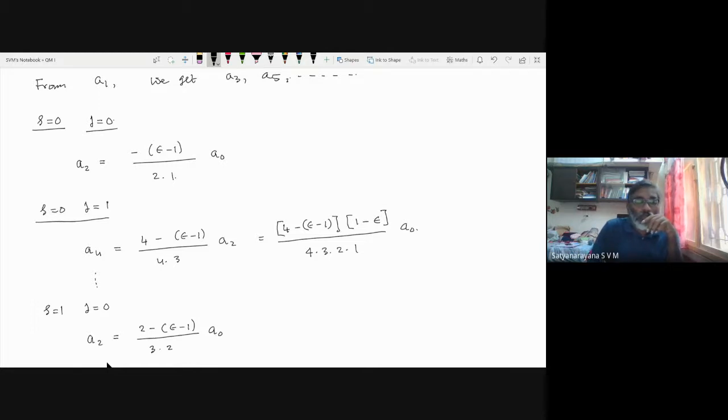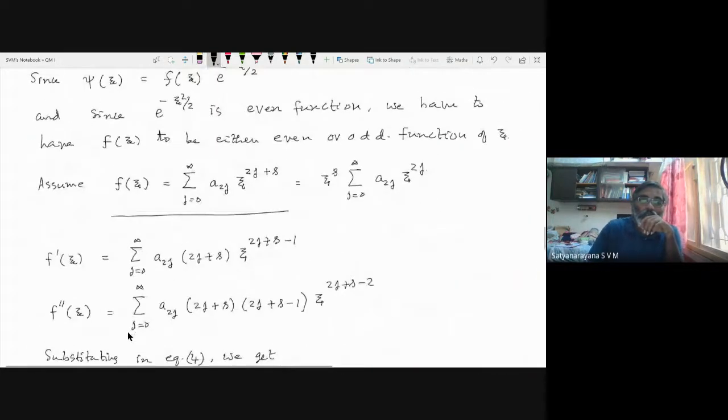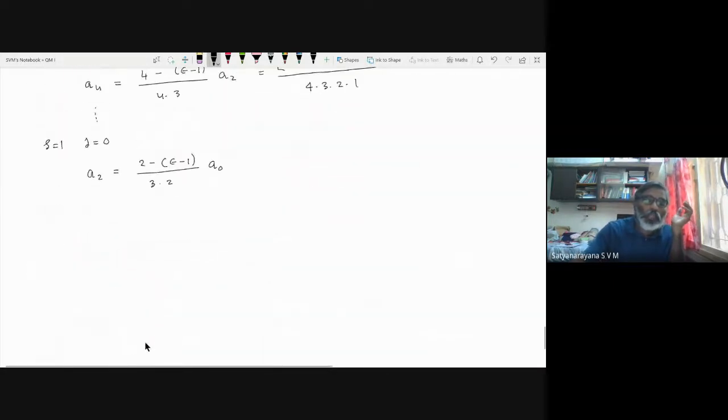But since I have xi multiplying this, because you look at the way that we have written this here, if s is equal to 1, there is a xi that is multiplying. So this becomes 2j plus 1. So we can also write down these coefficients with a plus 1. So now a0 becomes a1, and this becomes a3. So you get a1, a3, etc. if s is equal to 1. So this is how the power series solution is built up.